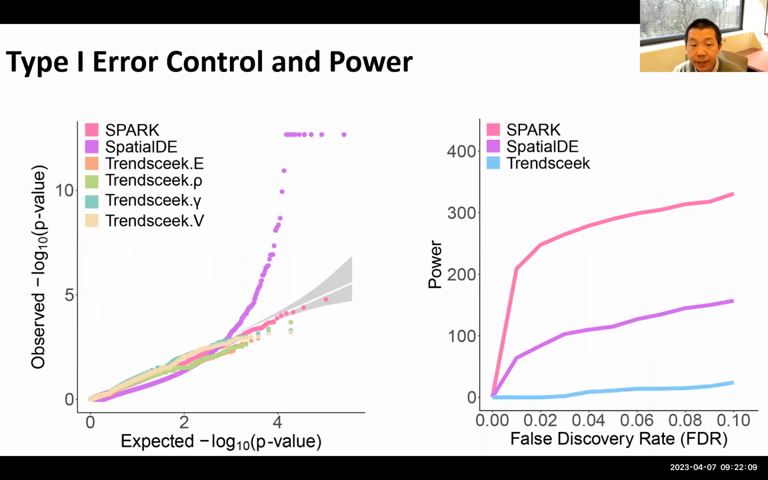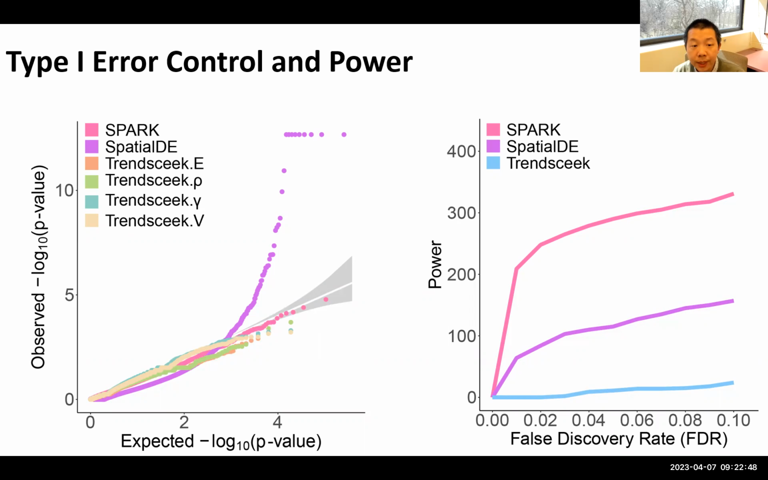Here are the results. On the left-hand side, it shows the type 1 error control. On the right-hand side, it shows the power. For the type 1 error control, what we did was simply permute the order of the Ys. This gives you a null distribution, so you can apply different methods and get the p-values. If the p-values are calibrated and give correct type 1 error control, they should sit on the diagonal line. You can see that our method, the purple colored one, does sit on the diagonal line, and some of the Trend-seq versions also sit on the diagonal line, but some of them are perhaps more conservative, below this line.